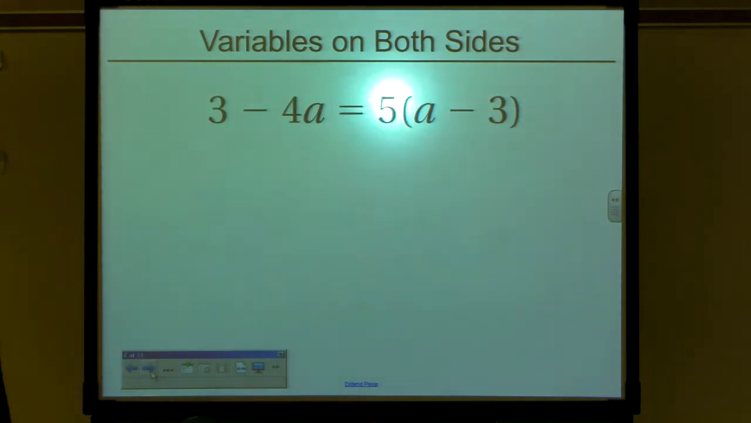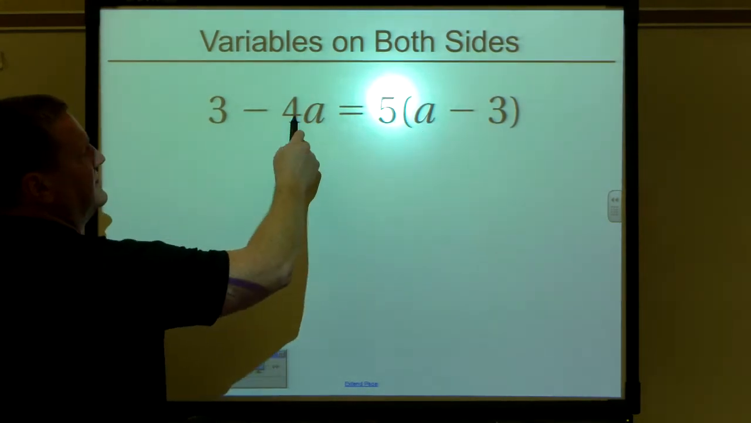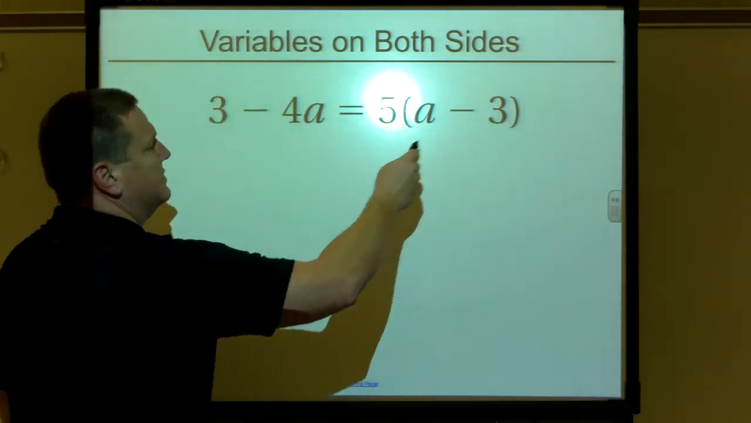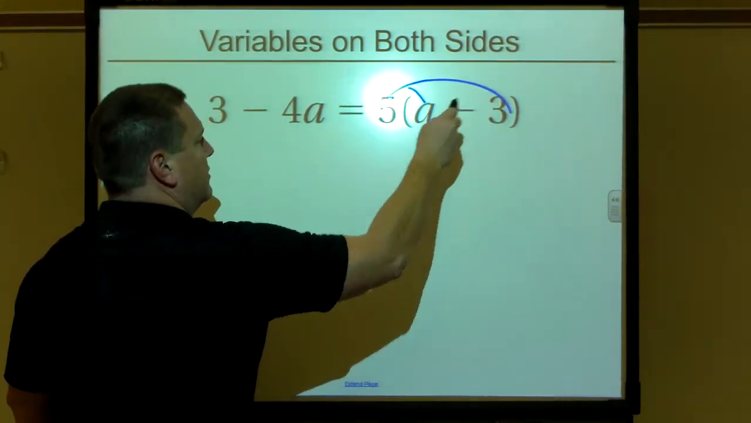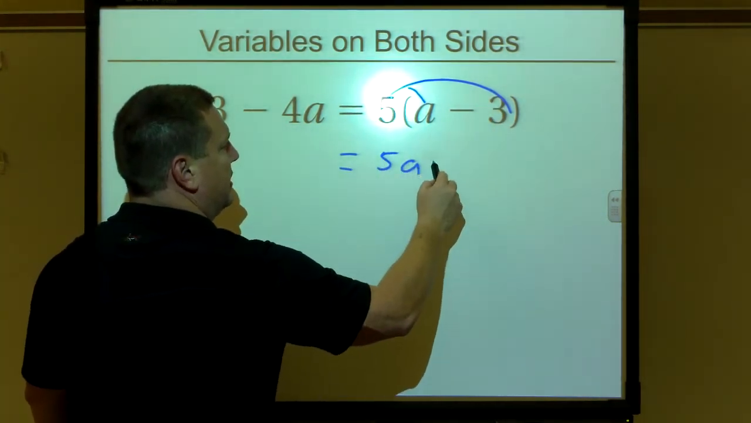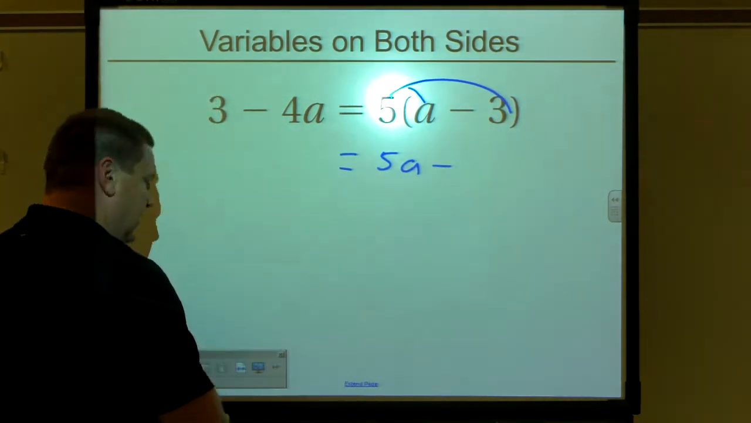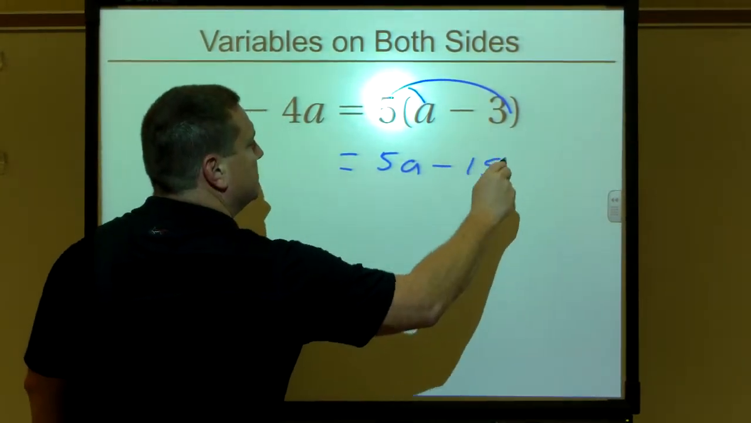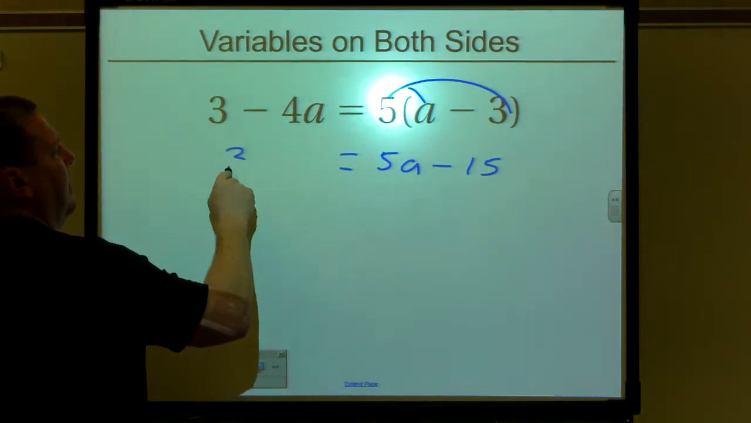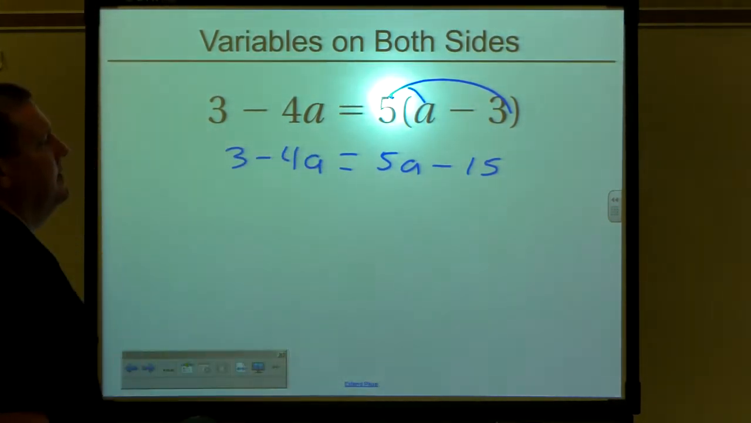Okay, here we go. Another example. I can't combine my a's with these a's over here because it's still inside parentheses, so you must first distribute. So 5 times a is 5a, 5 times the negative 3 is negative 15. Go ahead and write that a little better. And over here I did not do anything with this side, so it's still 3 minus 4a.